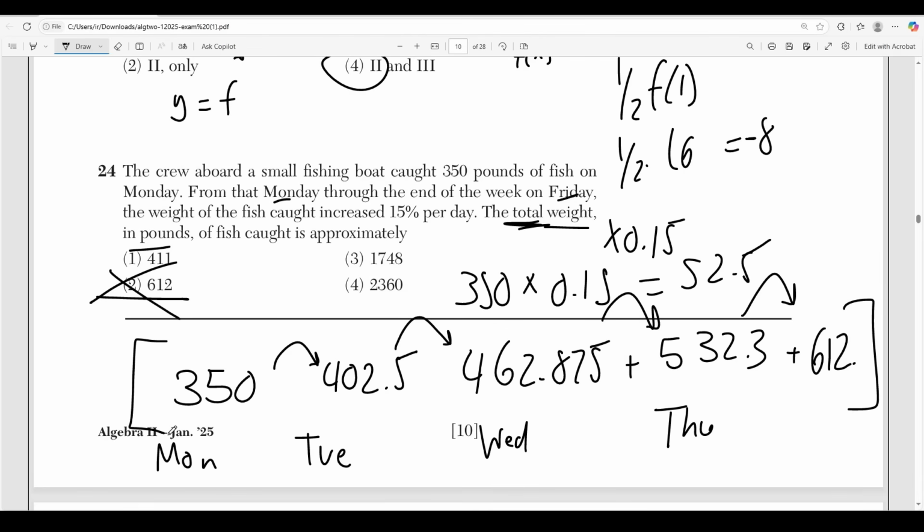So you'd have to do 350 plus 402 plus 462 plus 532 plus 612. And you get that approximately they caught a total load of 2,360 pounds of fish over all 5 of those days, right? So you just have to calculate it out, kind of brute force through it, find the weight for every single day, and then add them together. And that's the end of this section.